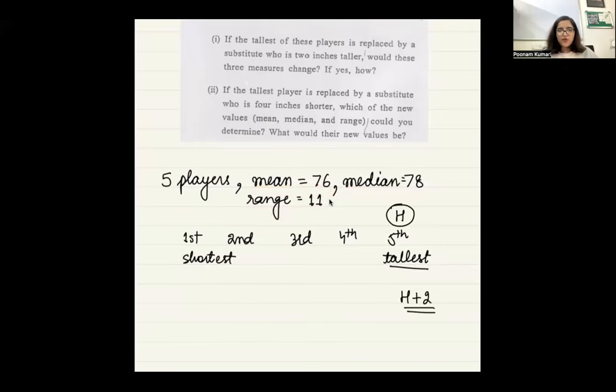Right. First of all, let's see what happens to the range. What is range? Yes, very nice. Range is basically your largest value minus your smallest value. Initially, the largest value minus the smallest value was 11. But now, if you replace the tallest person with someone who's 2 inches greater, what will be the position of that person? Will it be 5th only or 4th or 3rd or 2nd or 1st, in ascending order?